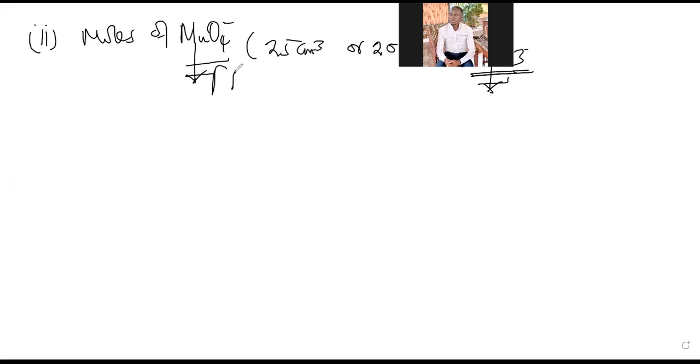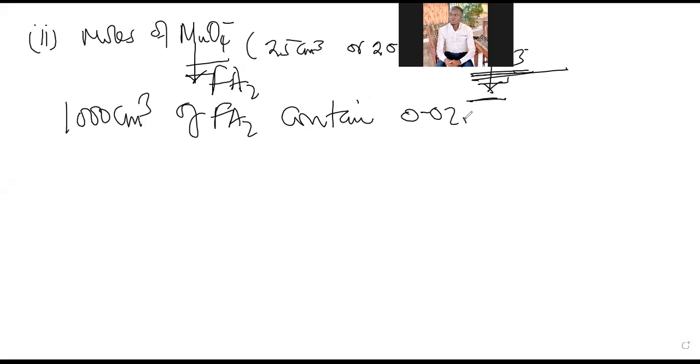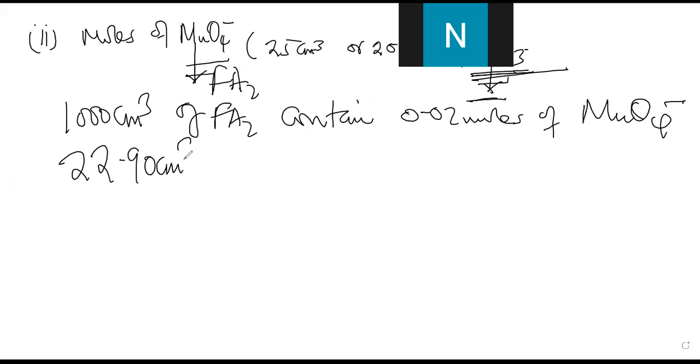This was Fa2. Now this is Fa3. So which volume reacted with the permanganate according to our summary? Very good, Patricia. 22.90. Very excellent. Meaning, if we are to get the volume that reacted with the Fa3, we shall say 1,000 cubic centimeters of Fa2 contain the molarity we've just gotten, 0.02 moles of manganate. What about 22.90 cubic centimeters?